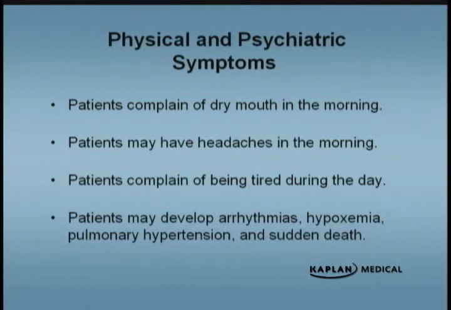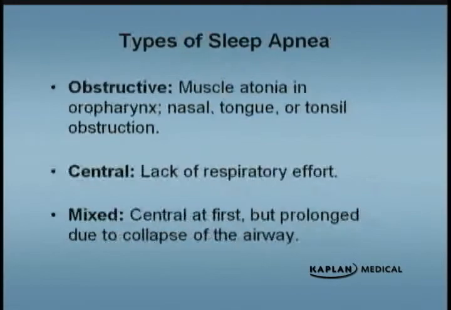Because of the multiple episodes of apnea, these are patients that can have arrhythmia, hypoxemia, pulmonary hypertension, asystole, etc. So eventually death could occur as a result of this disorder. There are three types of sleep apnea: obstructive, central, and mixed. Obstructive apnea usually is due to muscular atony in the oropharynx, the nasal area, the tongue, or even because of tonsillar obstruction.